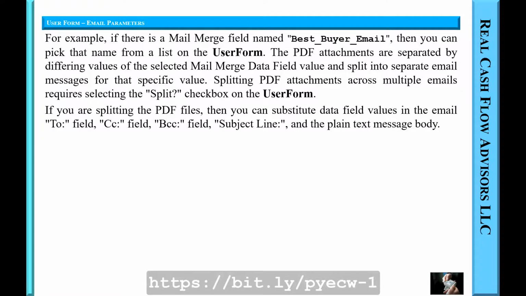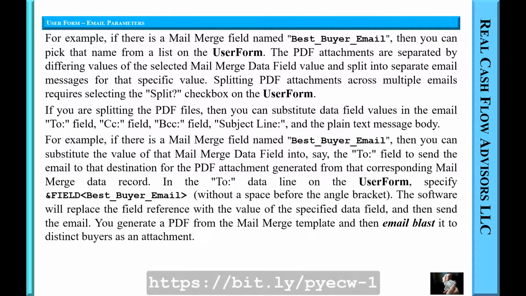If you are splitting the PDF files, then you can substitute data field values in the email To field, CC field, BCC field, subject line, and the plain text message body. For example, if there is a mail merge field named Best Buyer Email, then you can substitute the value of that mail merge data field into, say, the To field for sending the email to that destination for the PDF attachment generated from that corresponding mail merge data record.